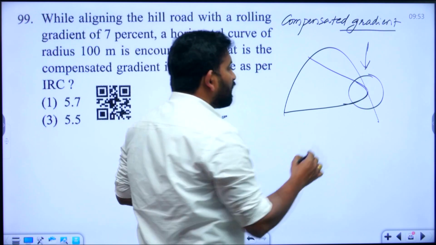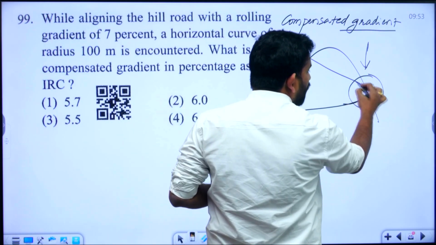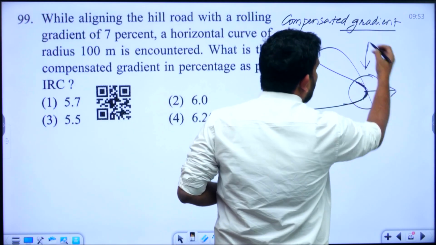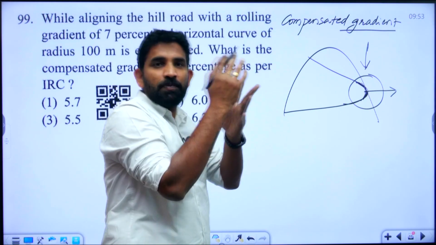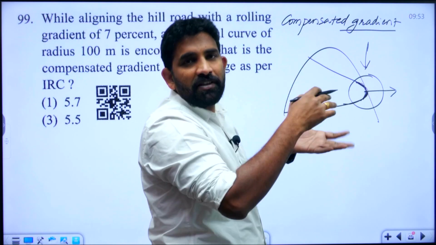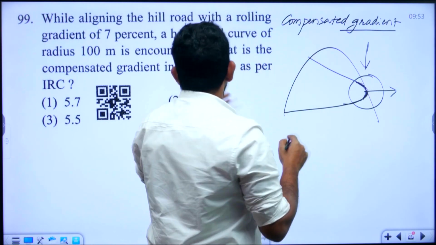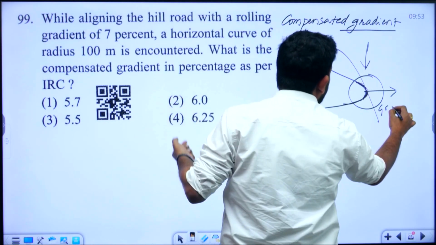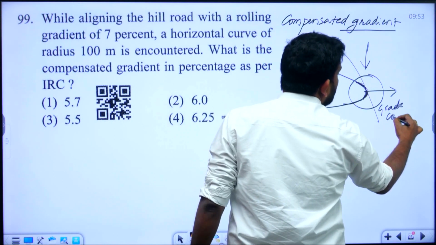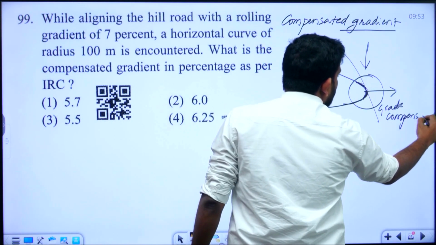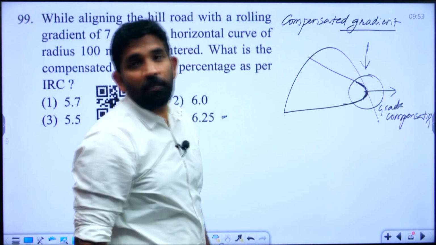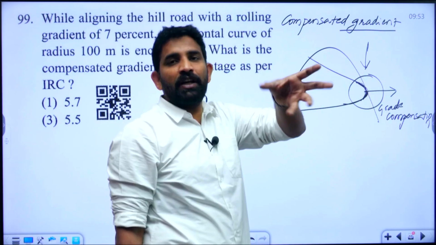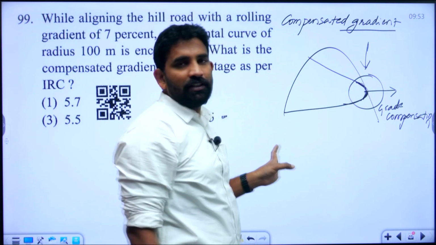On this area, as the vehicles will have difficulty negotiating this kind of curve, we need to provide something called grade compensation. That means we are not giving the gradient as per the design. We need to compensate it. We are going to reduce the value, which we technically call grade compensation. After finding this grade compensation, we are supposed to find the compensated gradient, that is, with what value the gradient got compensated. That's the final thing we are going to find out here.